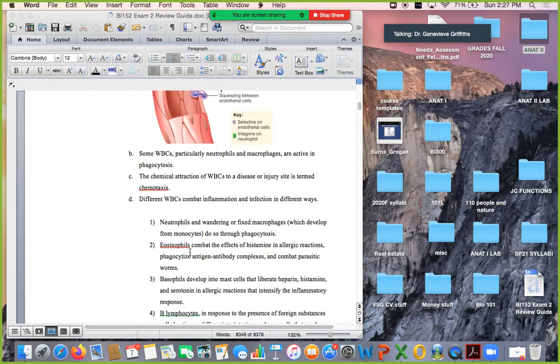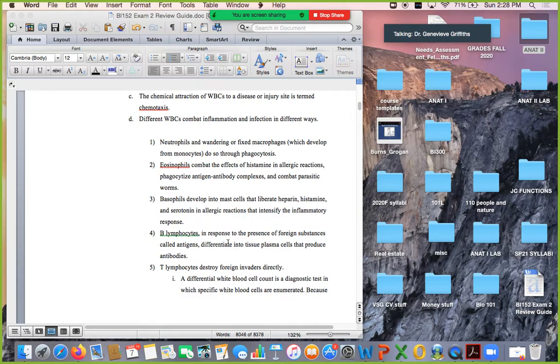Now, eosinophils are specialty white blood cells that are involved in allergic reactions, so they're going to be antihistamines, basically. They're also going to be involved with phagocytosis: reaching out, engulfing, bringing inside and destroying. They're going to phagocytose antigen-antibody complexes. We'll talk about that when we get to the immune response, but this is a way in which we can get specialty attack to cells that we've targeted. And it's also going to allow us to combat parasitic worms.